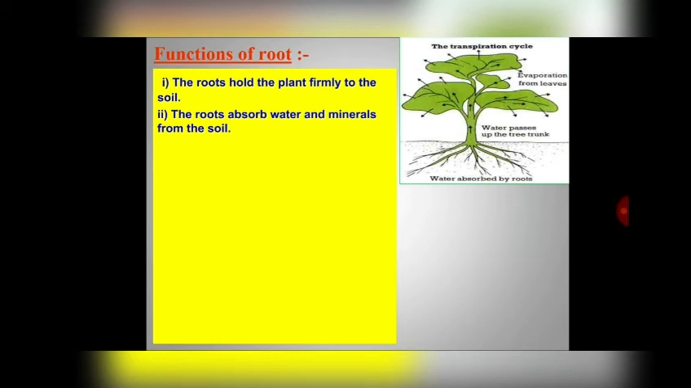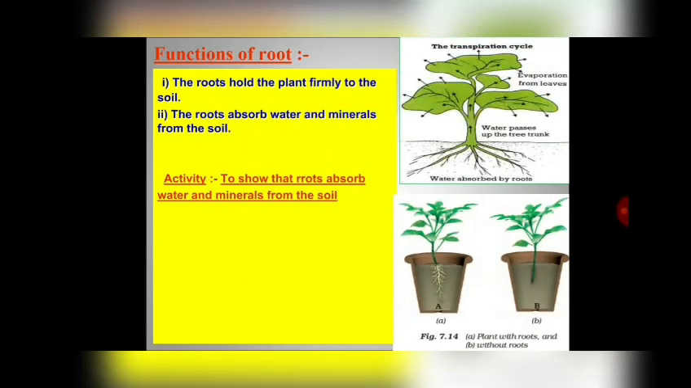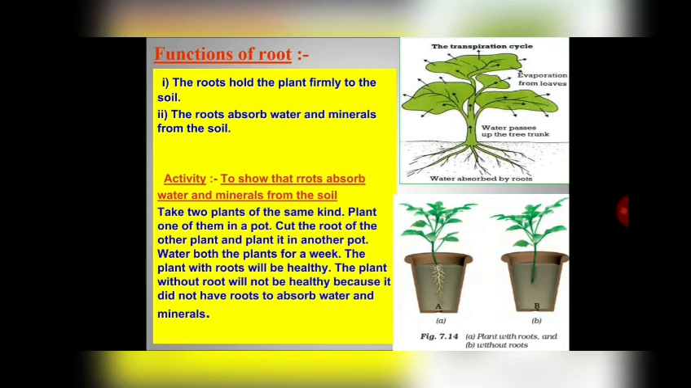You can see in this picture water is absorbed by the roots, and the root transfers water and minerals to the upper part of the plant which grows above the ground. Let us do an experiment to show that root absorbs water and minerals from the soil. You can see in this picture two pots are kept. In pot A there is a plant with roots, and in pot B there is a plant without roots.